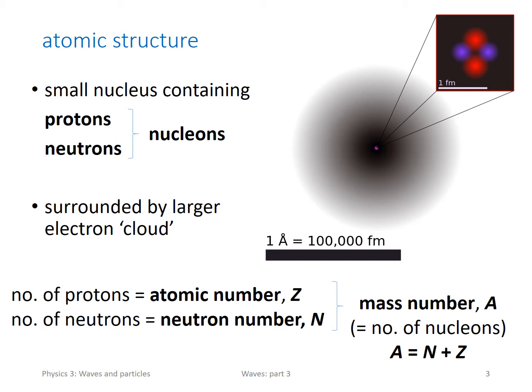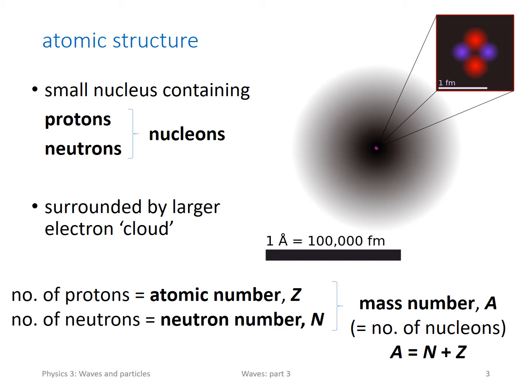The diagram here represents the basic atomic structure. So we have the small nucleus containing protons and neutrons, which collectively we refer to as nucleons. Then this nucleus is surrounded by electrons. Sometimes we refer to it as an electron cloud. You can think of the electrons either as being in orbit around the nucleus in the Rutherford or Bohr model of the atom, or in the Schrödinger model you imagine the electrons as standing waves.